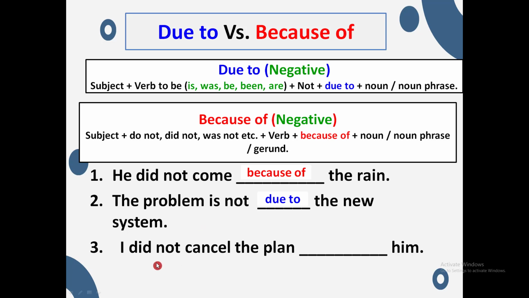Number 3. I didn't cancel the plan blank him. I did not cancel the plan blank him. Did not and main verb cancel. Okay, so we add here because of. I did not cancel the plan because of him.